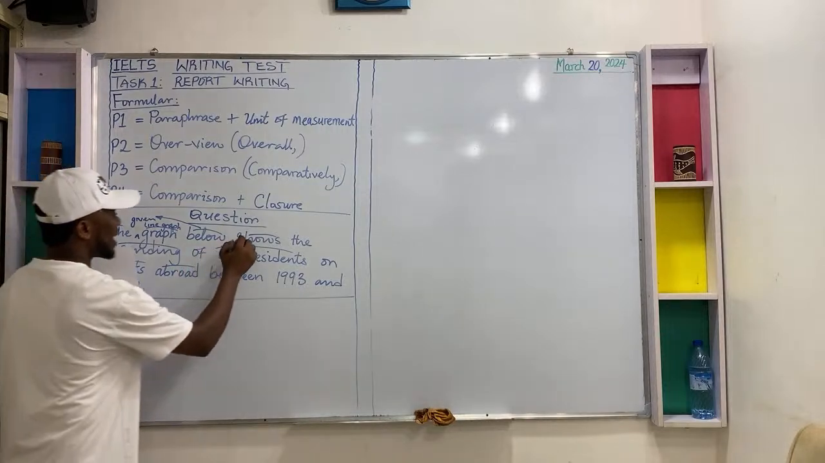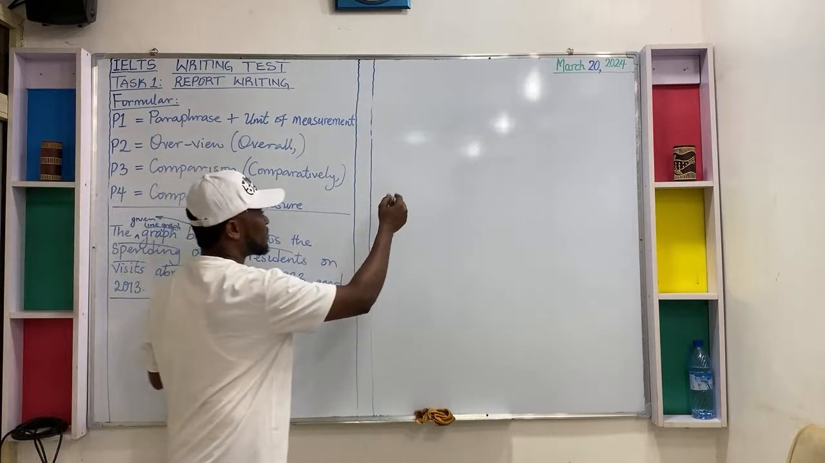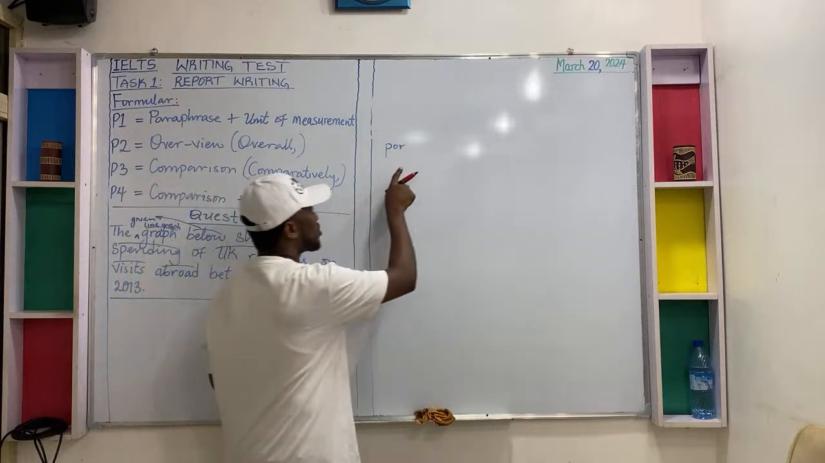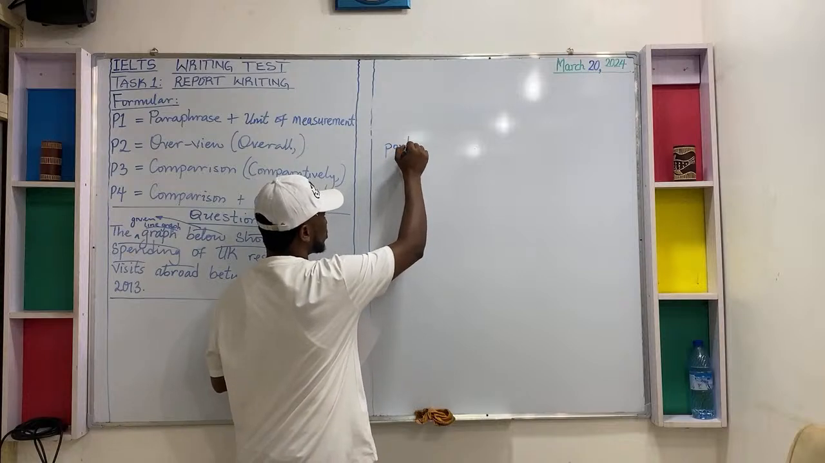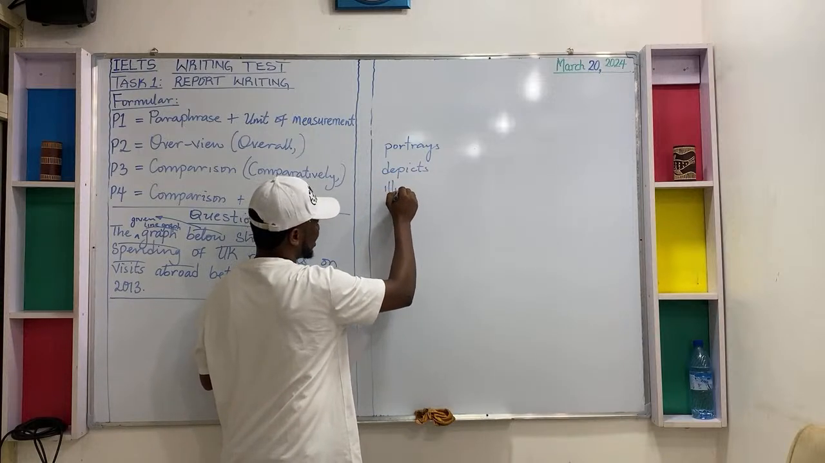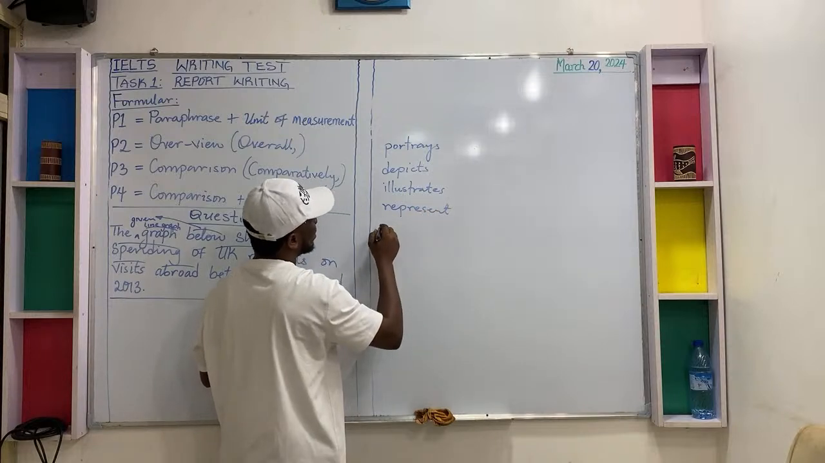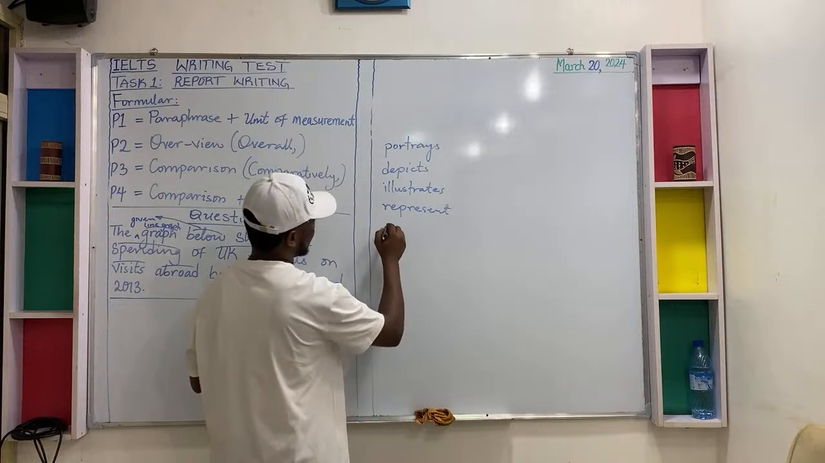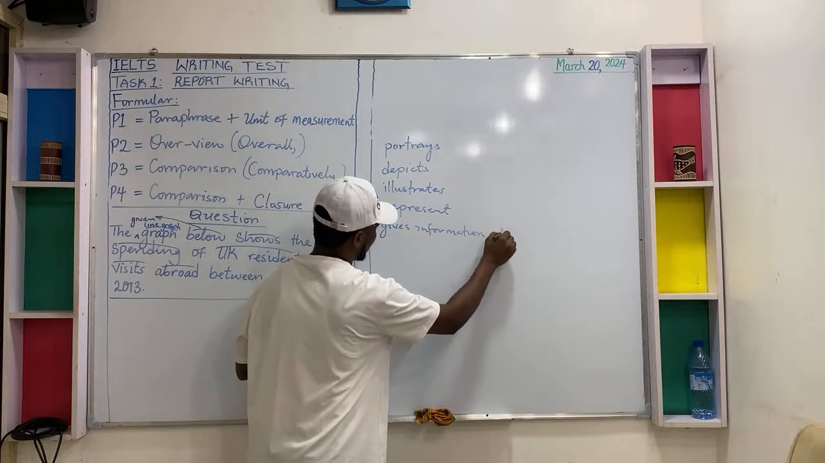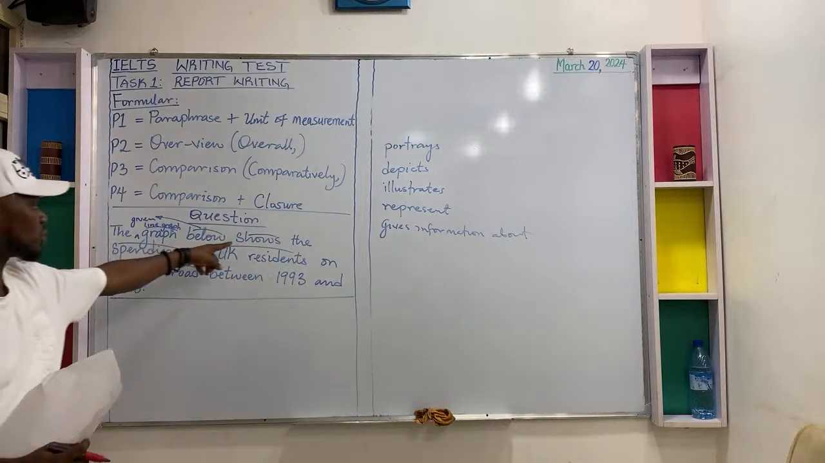Right? So, here we have shows. When you paraphrase shows, there are several options you can use. You can say portrays. Remember I say shows, right? So whatever words you're bringing in should also be in the same form as shows. Portrays, depicts, illustrates, represents, gives information about. These are different options of words or phrases you can use to paraphrase the word shows. Okay?